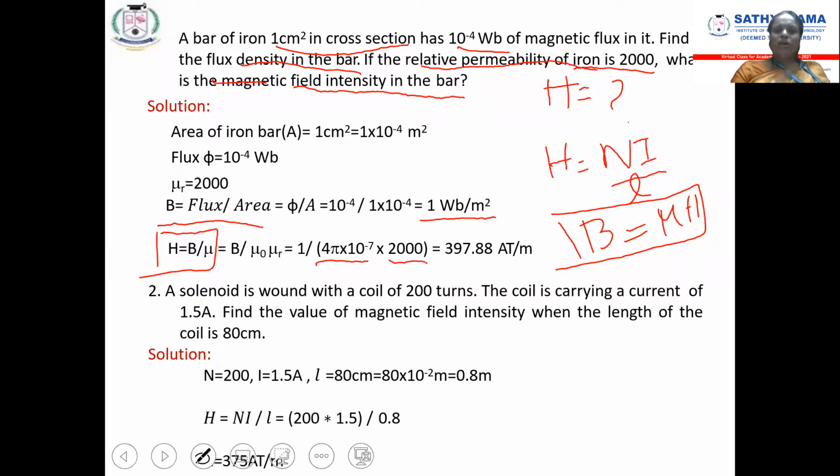So substitute B value, nu naught value, nu r value, and find out the H value. Are you getting the unit for H is ampere turns per meter, 397.88 ampere turns per meter. Yeah, you are all getting it. Okay. Yeah, very simple. So when you remember the problem formulas, the problem will not complicate you much. It will be very, very simple problems only. Are you clear? Okay.